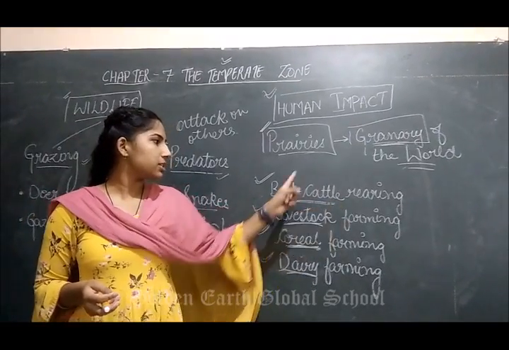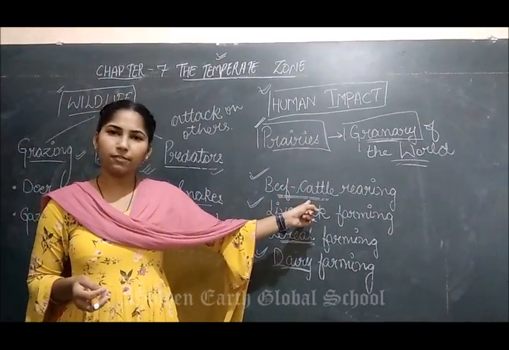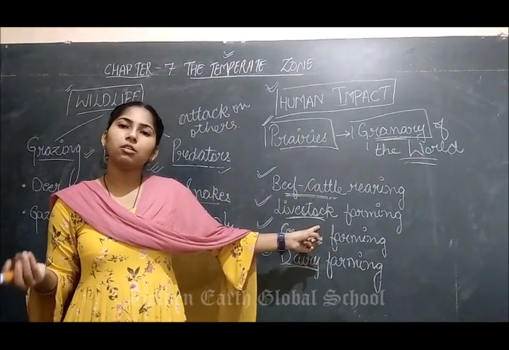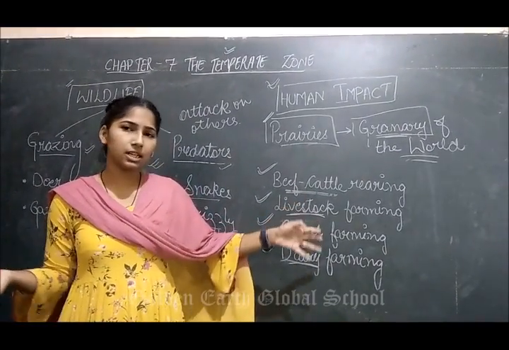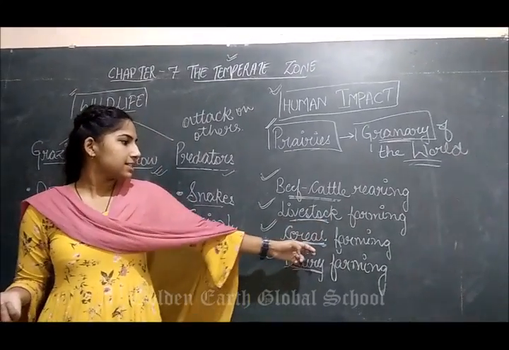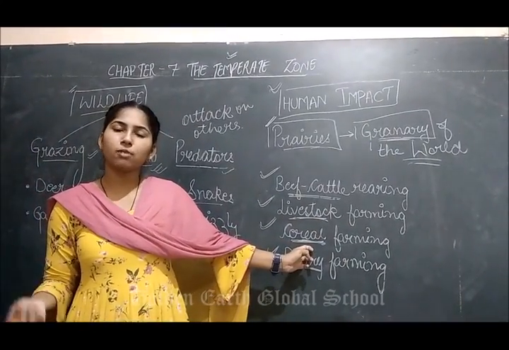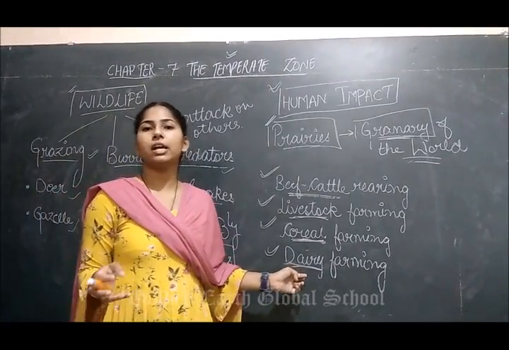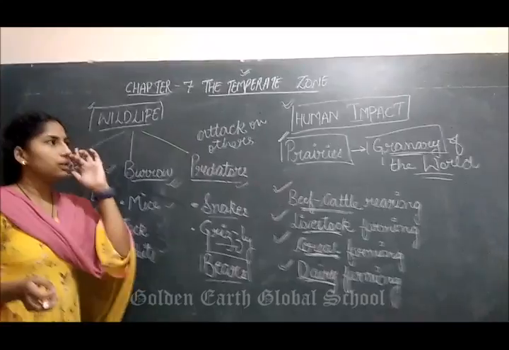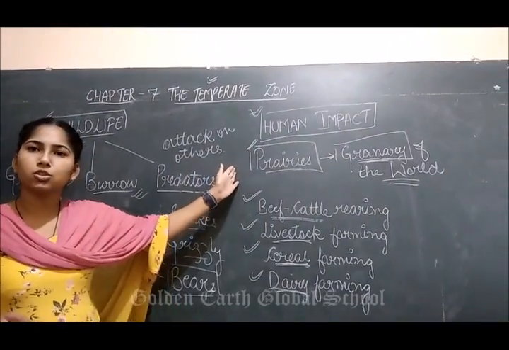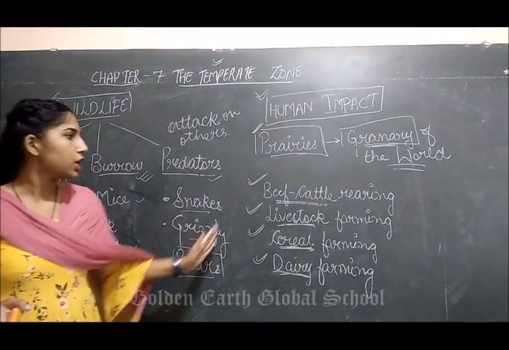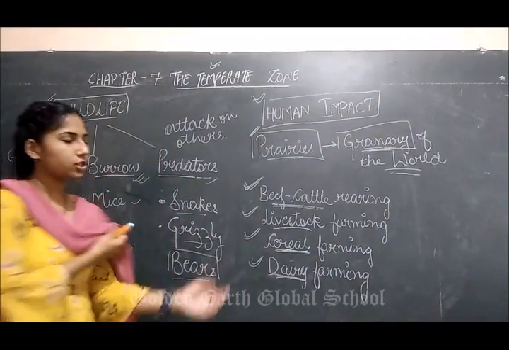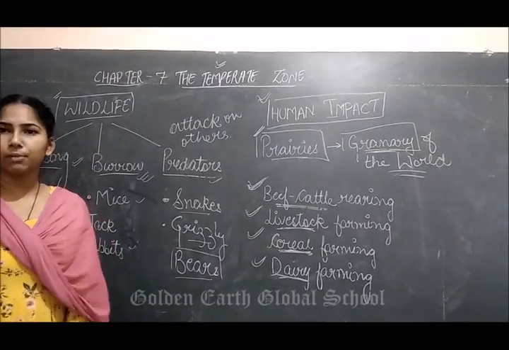Beef cattle rearing means the production of meat from beef cattle. Livestock farming is the production of milk, wool, or various other necessities from the animals. Cereal farming is growing the cereal crops like wheat and rice. Dairy farming means the production of dairy products which help the people living in the temperate zone to live easily. So these are the main occupations of the people living in the temperate zone.